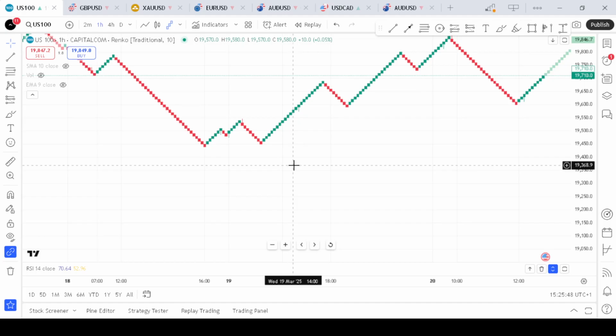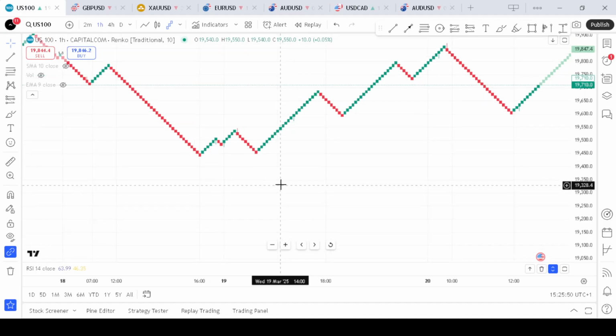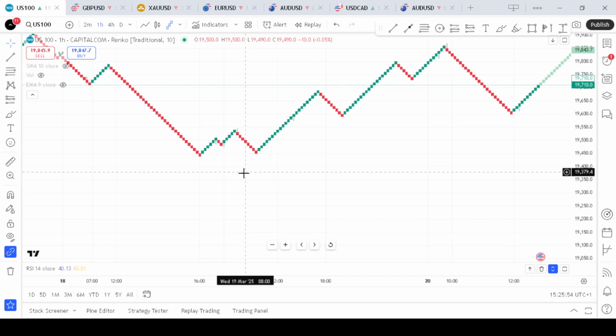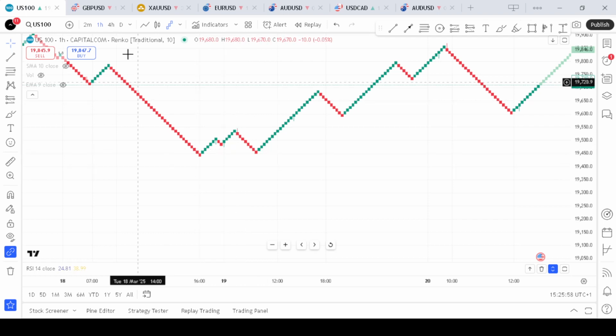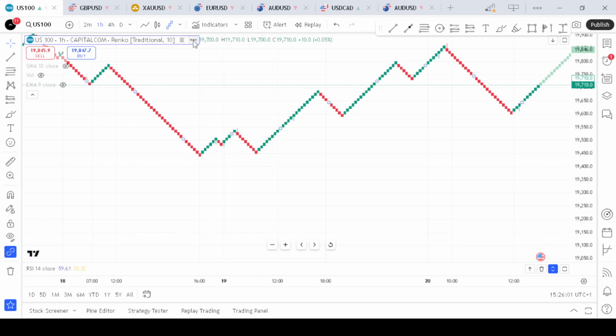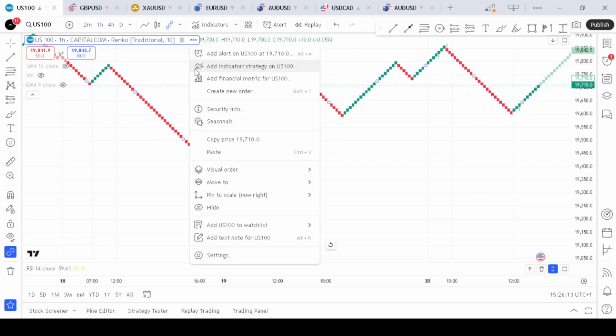of market trends. Each brick in a Renko chart represents a fixed price move, which you can customize based on your trading preference. For example, if you set the brick size to 10 pips for a currency pair, it will form a new brick when price moves 10 pips in either direction.